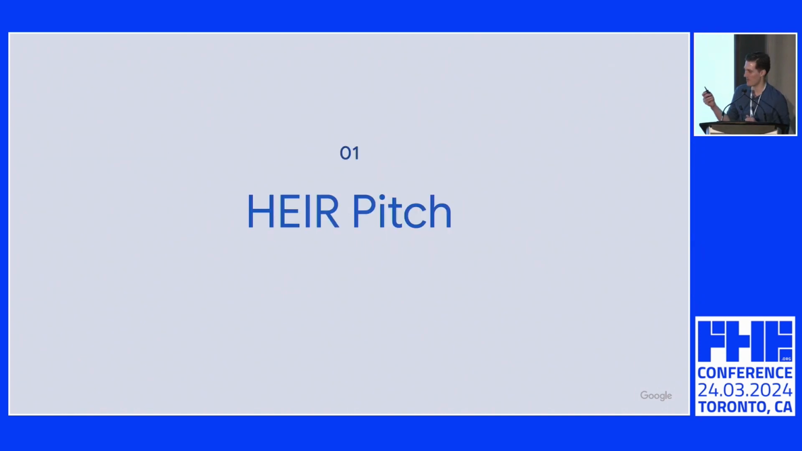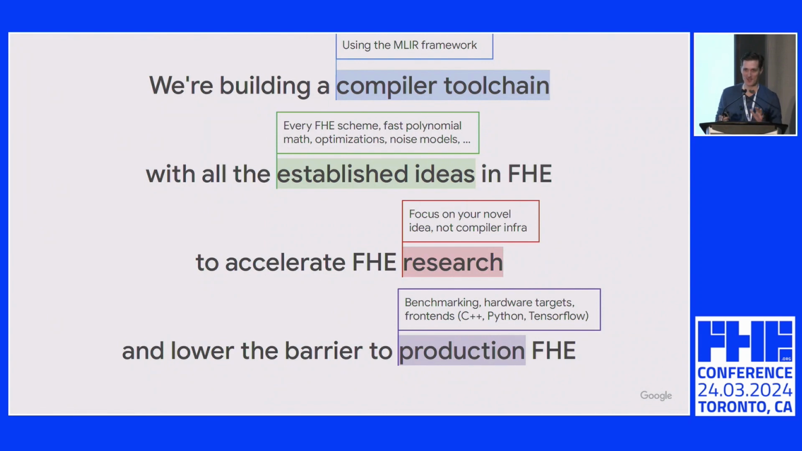So the pitch, okay, one slide. We are building a compiler toolchain for fully homomorphic encryption that includes all of the established ideas. So all the schemes, all of the optimizations that are known, to become an FHE research platform, accelerate FHE research, and lower the barrier to production FHE. The focus for this year is on hardware acceleration. So all of these folks who are building these lovely hardware accelerators, by the time they are ready, we want to have the compiler ready to export programs to them so we can get benchmarks across schemes, across hardware, across different optimization tricks. It's going to be great.